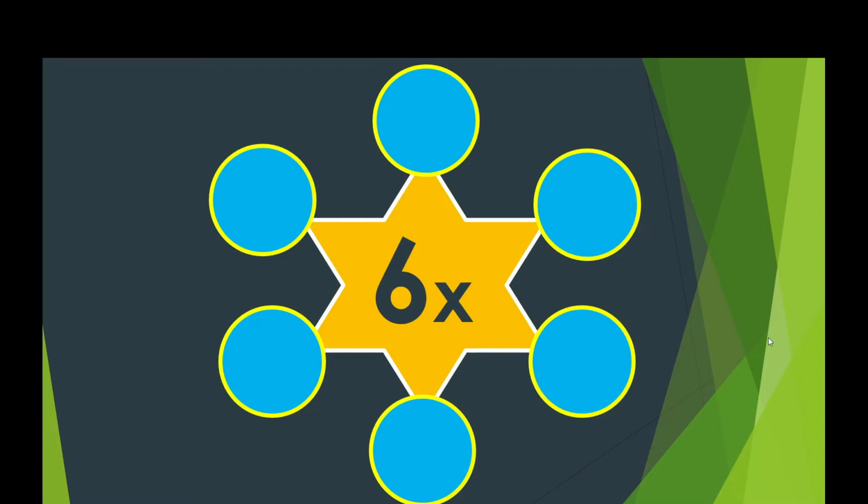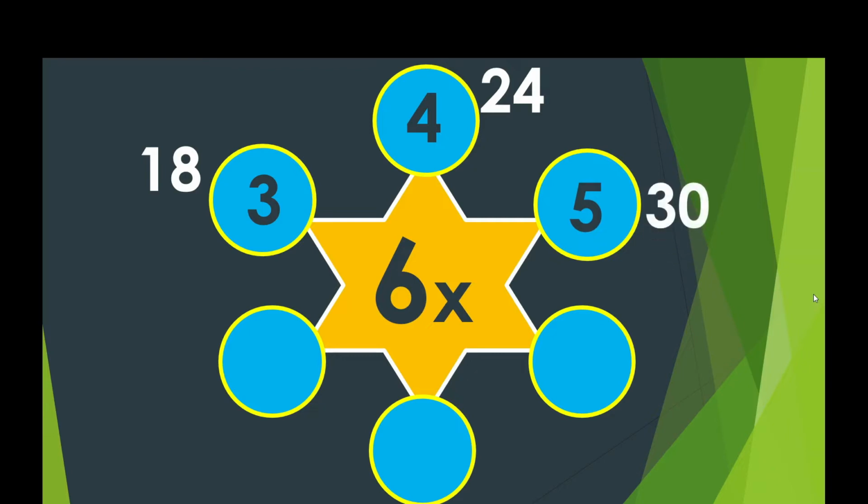Now let us proceed to basic multiplication facts in multiples of 6. So we have 6 times 3 equals 18. 6 times 4 equals 24. 6 times 5 equals 30. 6 times 6 equals 36. 6 times 7 equals 42. And 6 times 8 equals 48.